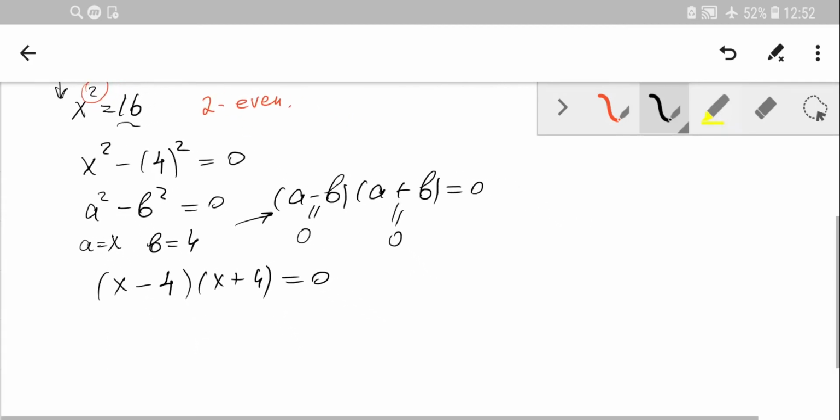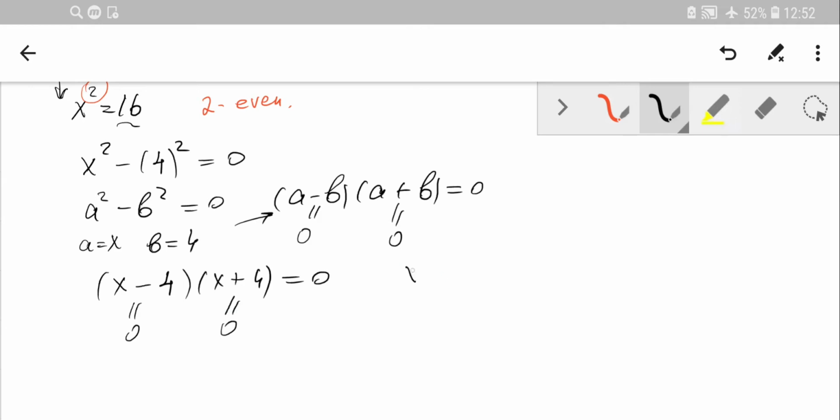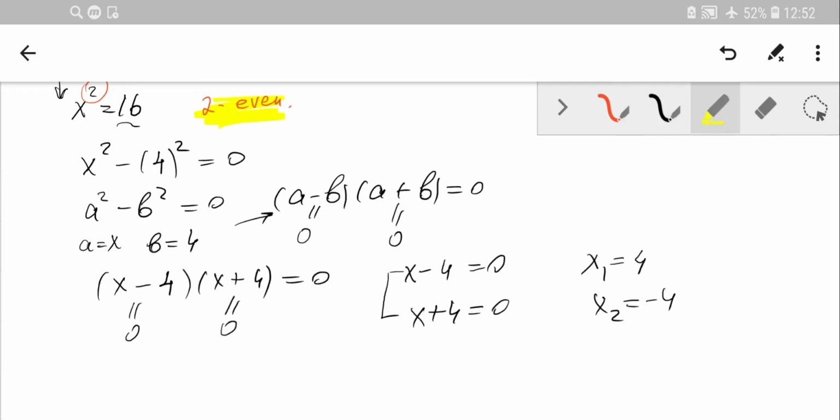So what we can do, we can simply say that each factor might be 0, so x minus 4 is 0, or x plus 4 equals 0. So in this case, we can figure out that one solution is 4, and the second solution is negative 4. As you understand, in case of even powers, like we considered here, there are 2 possible solutions. Without taking into account the sign, they are the same, 4 and 4. The only difference is that one is negative and one is positive.